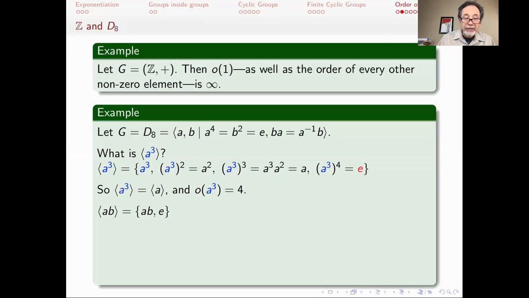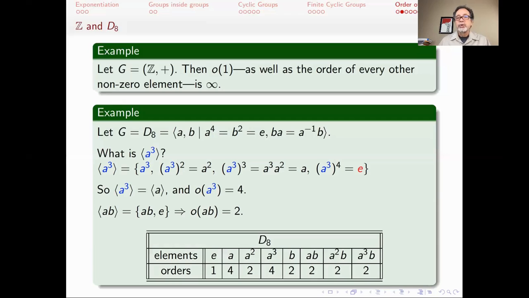AB, one of the reflections, when you multiply that by itself, you get identity right away. So the order of AB, as well as the order of all the other reflections, is 2. And so we can record the orders of elements of D8. There's 2 elements of order 4. Those are A and A cubed. Then we have 5 elements of order 2, A squared, the 180-degree rotation, as well as all the reflections, and identity has order 1. There's nothing of order 8, and that's because this group is not cyclic.